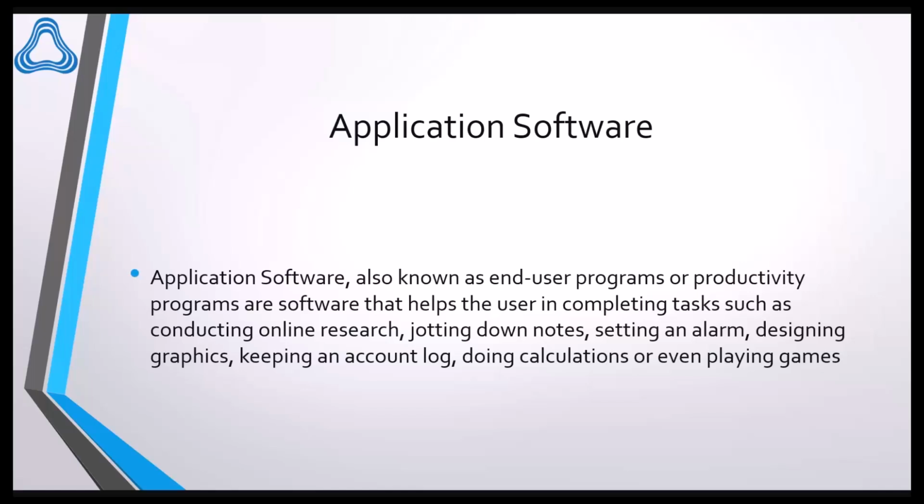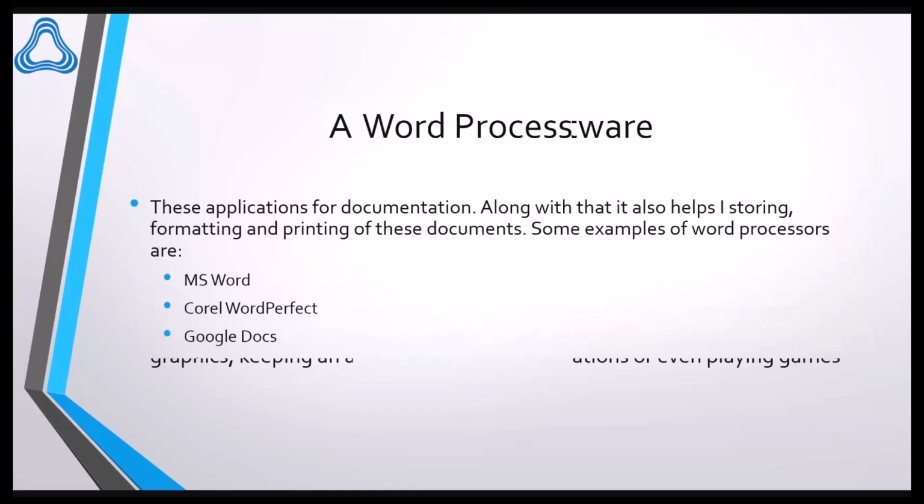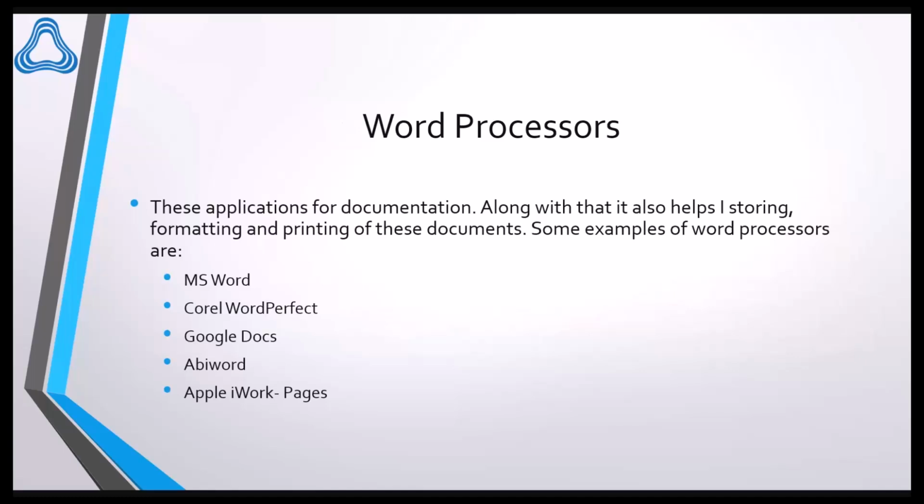So application software is broken down into various categories, and we'll start with the first one, that is word processors. Word processors are applications used for documentation, and along with that, it helps in storing, formatting, and printing of these documents. Some examples of word processing applications are Word. I believe everybody knows Microsoft Word. We have Corel WordPerfect, we have Google Docs, AbiWord, and of course we have Apple iWork Pages.